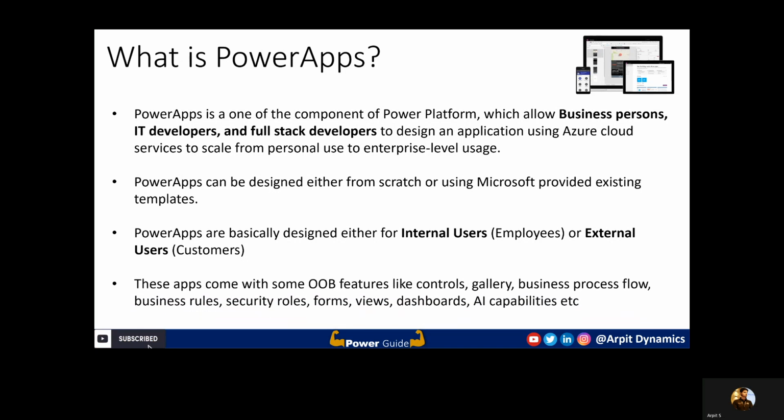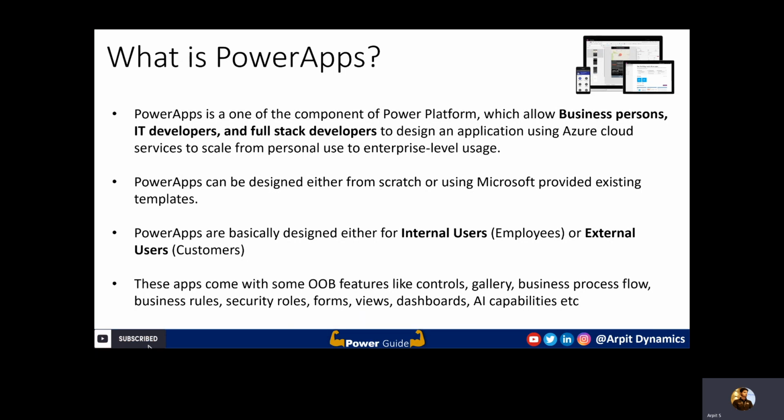And these apps come with out-of-box features like controls. Controls means, if you are aware of PowerPoint, there are a lot of controls you can drag and drop on the slide decks, right? The same way, Power Apps provides you controls like drop downs, date time picker, text box, label, the blank control. These are the controls that come out of the box with Power Apps, and you can design your application using these controls. We have some galleries, like forms, like views.